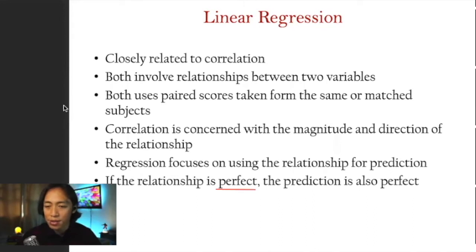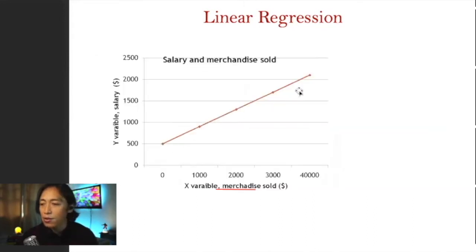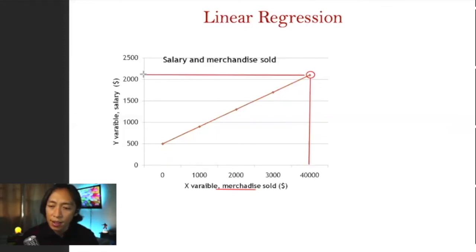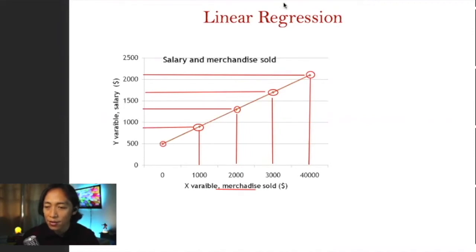One indicator of a perfect relationship is when you see that all of your observations fall on a line. These are observations, right? These are salespersons, these are individuals. So this salesperson sold 4,000, and because he sold 4,000, he earned around 2,100. This is another salesperson. This salesperson sold around 3,000 worth of products, and he earned 1,700. I am guesstimating, but I'm fairly sure that I'm accurate on my guesstimates. And this person sold nothing at all. So there. And this is a perfect relationship because all of our data points fall exactly on a straight line.